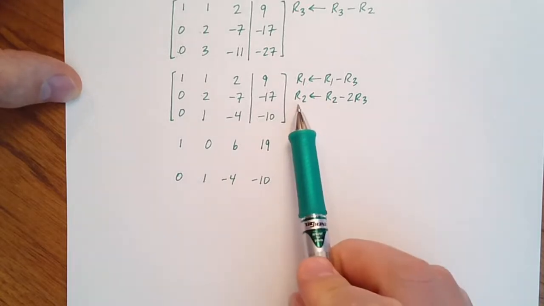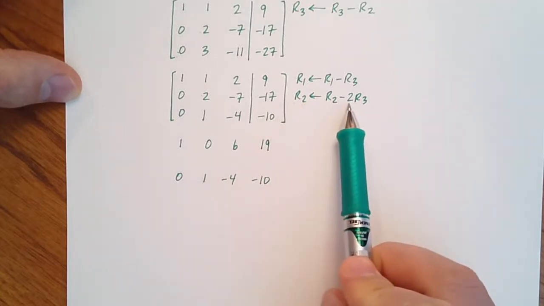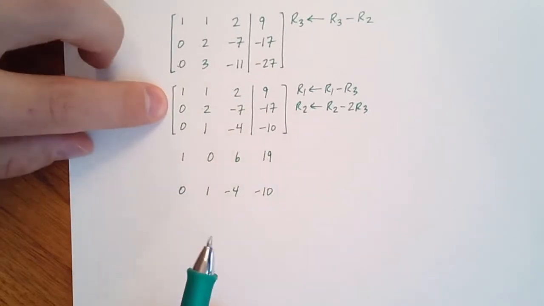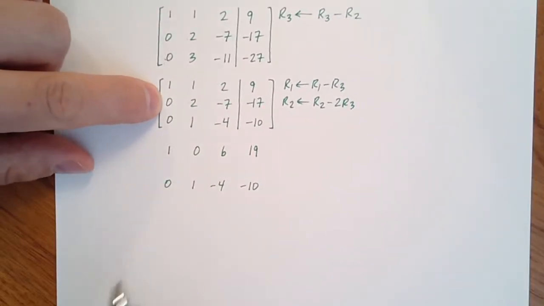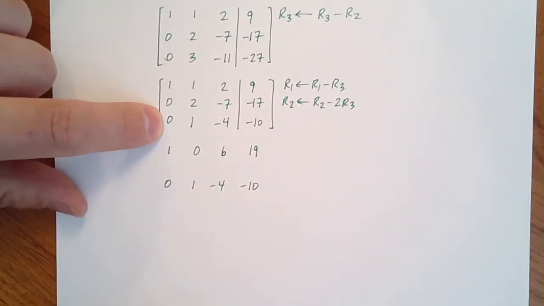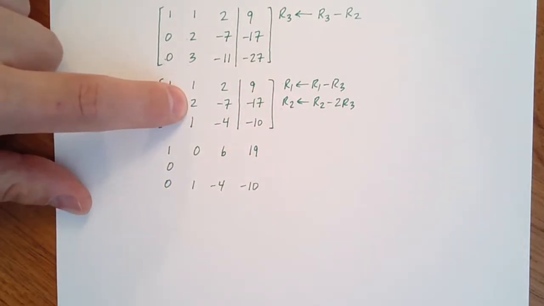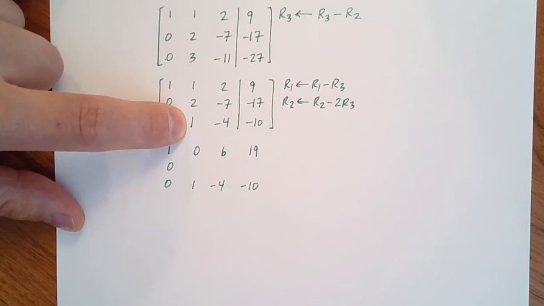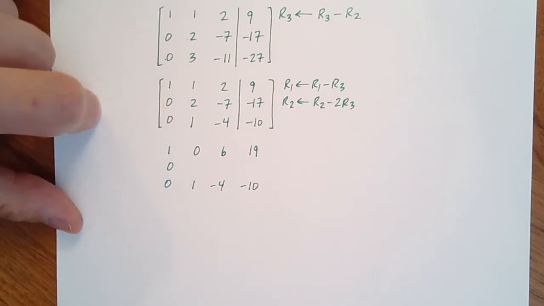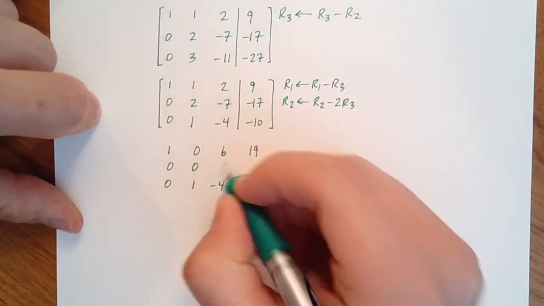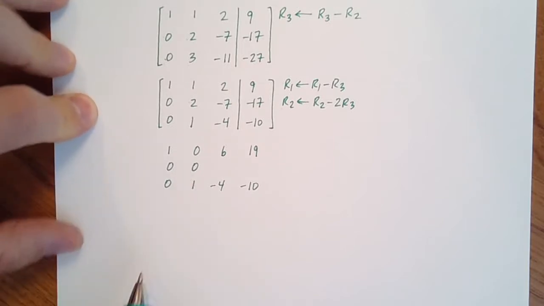Now for the second row, it's going to be replaced with row 2 minus 2 row 3. So let's do that entry by entry. So we're going to have 0 minus 2 times 0. So that won't change. That'll still be a 0. We've got 2 minus 2 times 1. So that's 2 minus 2, which is 0. Of course, that's actually why we chose this operation, was to make that a 0.